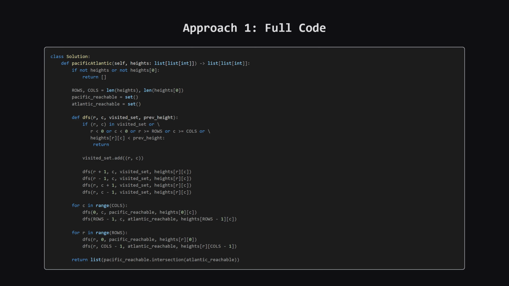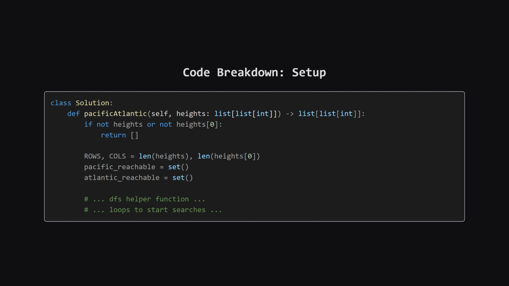Alright, here is the complete Python code for this approach. It might look a little dense at first, but we're going to break it down piece by piece. First, the setup inside our main function. We handle the edge case of an empty grid. Then we get the number of rows and columns for convenience.